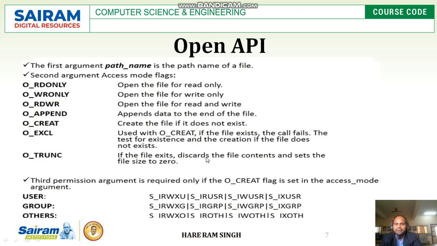Next, O_TRUNC. If the file exists, it discards the file content and sets the file size to 0. So what is O_TRUNC? If the file exists, it discards its contents and sets the file size to 0. That's all. It is used to make the size of the file 0, meaning the contents will be removed.